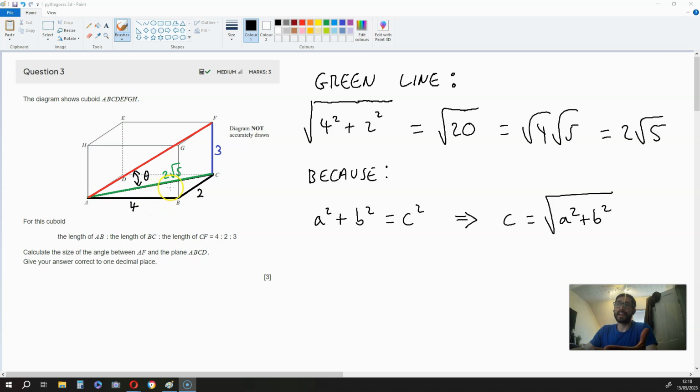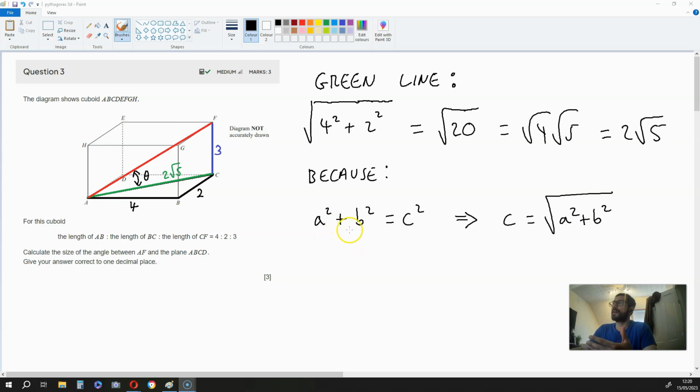Now, what is the length of this green line? Well, to get this length, we use Pythagoras' theorem, and that is a squared plus b squared is equal to c squared, where c is the hypotenuse. Now, if this is the case, then the hypotenuse c is going to be equal to the square root of a squared plus b squared.